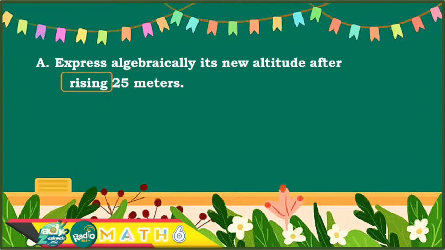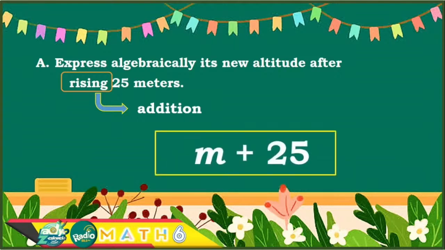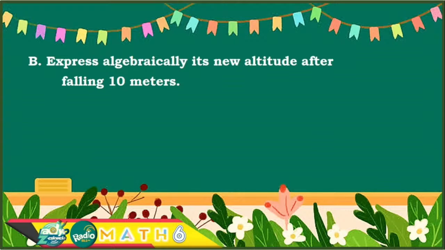Great! The word rising is the same as increasing, which means we will use the operation in addition. Well, to express algebraically the new altitude of the kite after rising 25 meters, we have m plus 25. Excellent! Let's continue to the second task. For the second task, we have to express algebraically the new altitude of the kite after falling 25 meters.